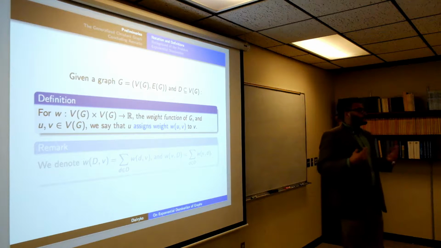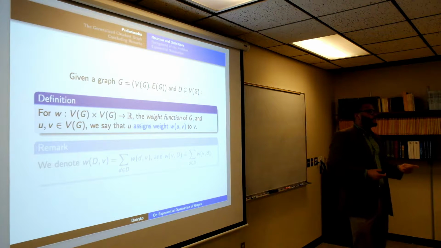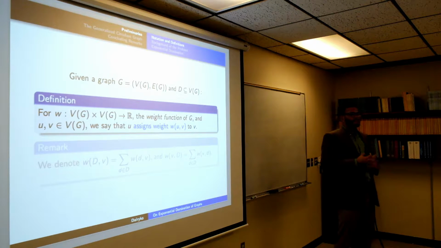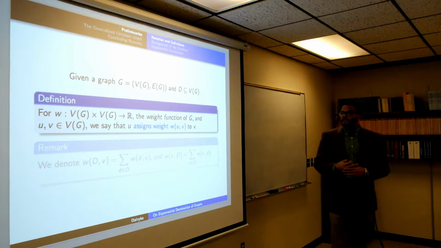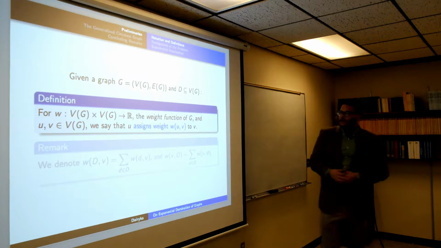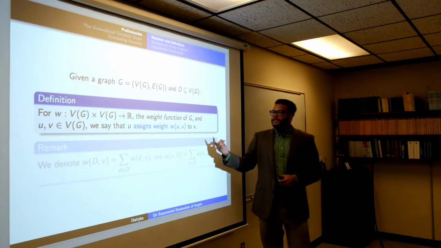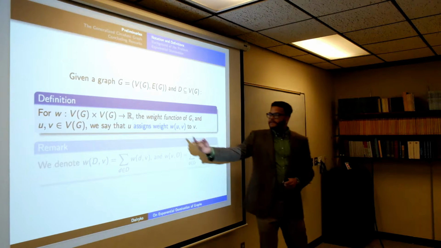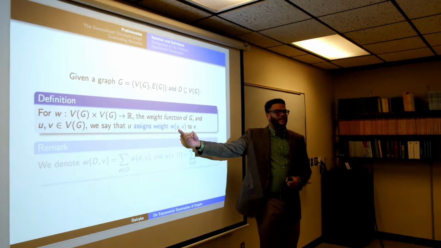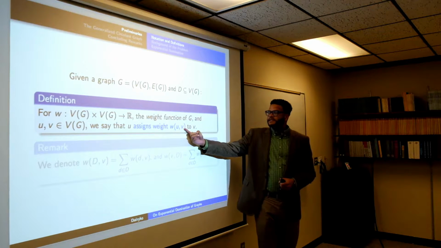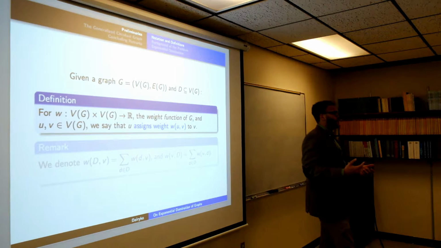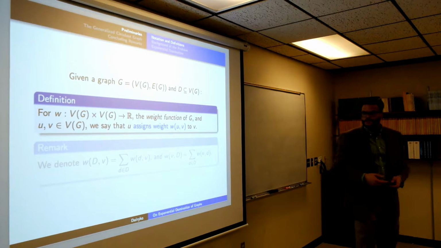All right, so I'm going to give you some definitions now. First of all, we're going to start off with a graph, which is a collection of edges and vertices. And I'm going to have a set of vertices D. So my first definition is a weight function. You input two vertices, vertex U and vertex V, and we say that vertex U assigns weight W to vertex V. So whatever vertex is in the first component is the vertex that's sending the weight, and whatever vertex is in the second component is the vertex that receives the weight. Okay? So a vertex can send a weight to itself too.